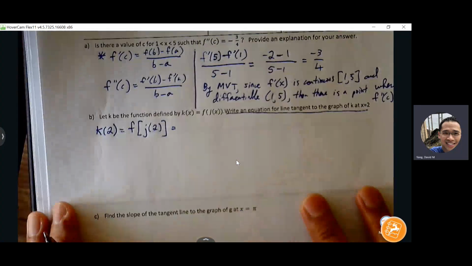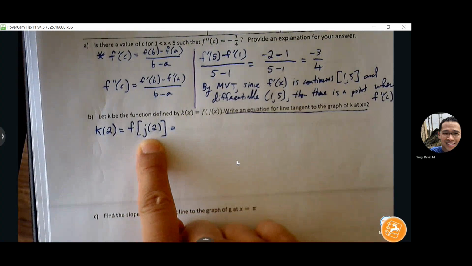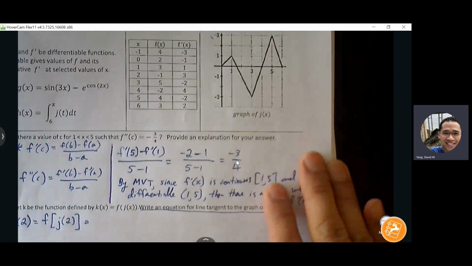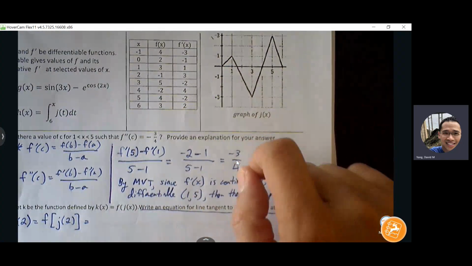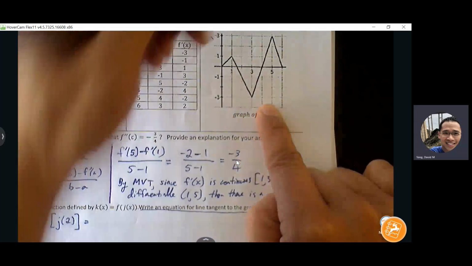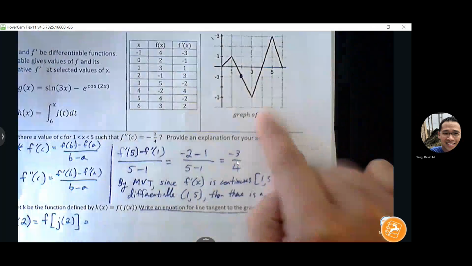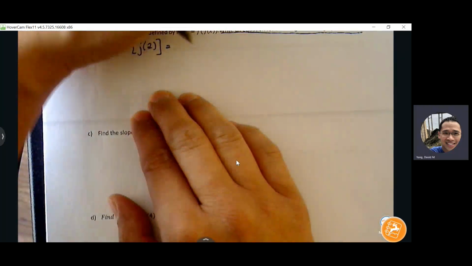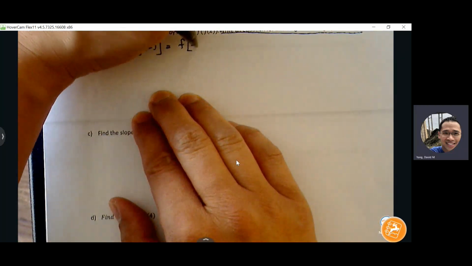So if I want to find f of j of 2, I first need to find what? Find j of 2. Okay, so j of 2, j is shown by the graph. What's j of 2 equal to? Yeah, j of 2 is equal to -1 right there. All right, so if I replace j of 2 with -1, I get f of -1.